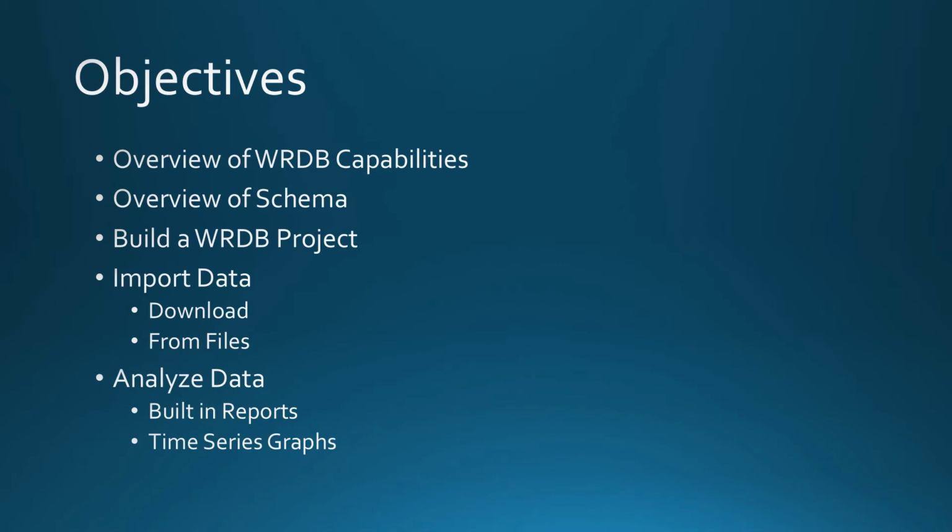The objectives of this portion is just to give you an overview of WRDB's capabilities, give you an understanding of the underlying schema or the database structure. This way you can interact with it a little bit better. We're going to build a project and we're going to import some data. And actually the data that we're going to import is going to be the data that we downloaded using the R tool in the previous section.